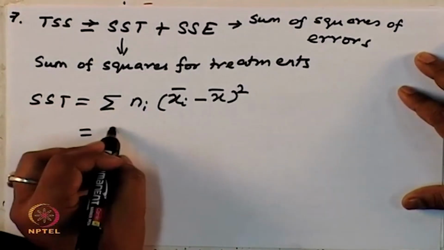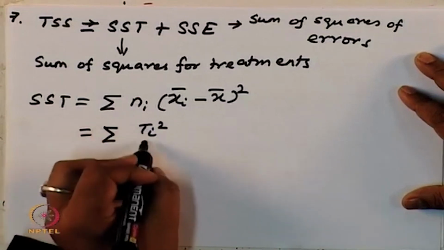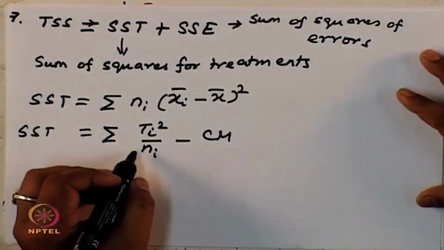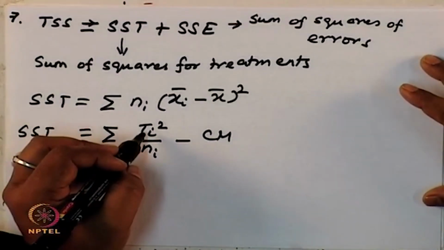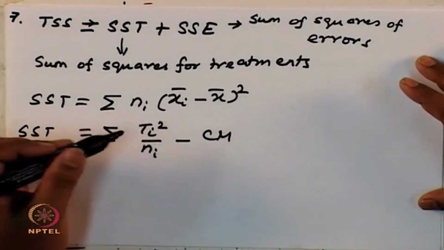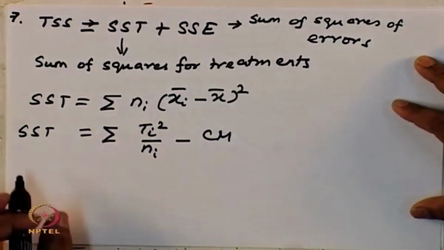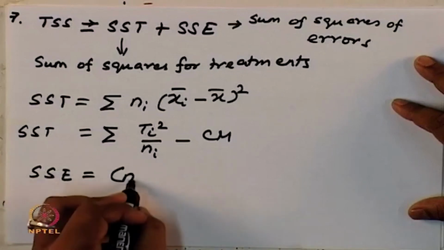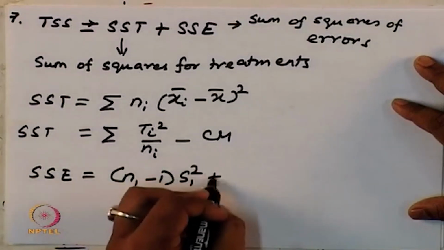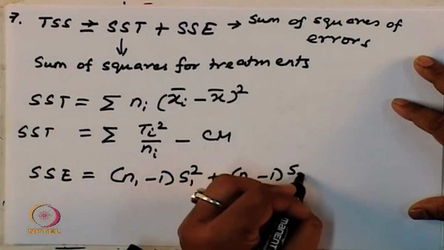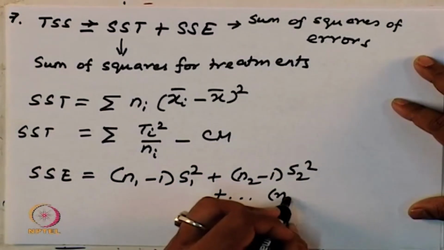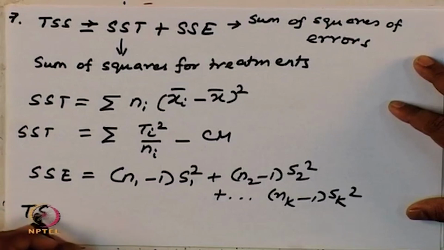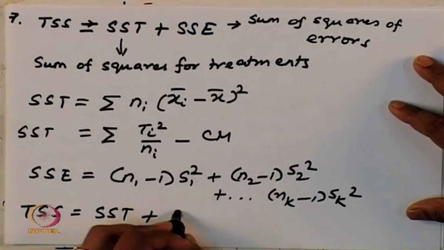This you can again expand and show that SST is the summation of T_i square by n_i, where T_i is the total of the ith sample. And SSE is given by the summation of (x_ij minus x_i bar) whole square. So, you can show that TSS is equal to SST plus SSE.